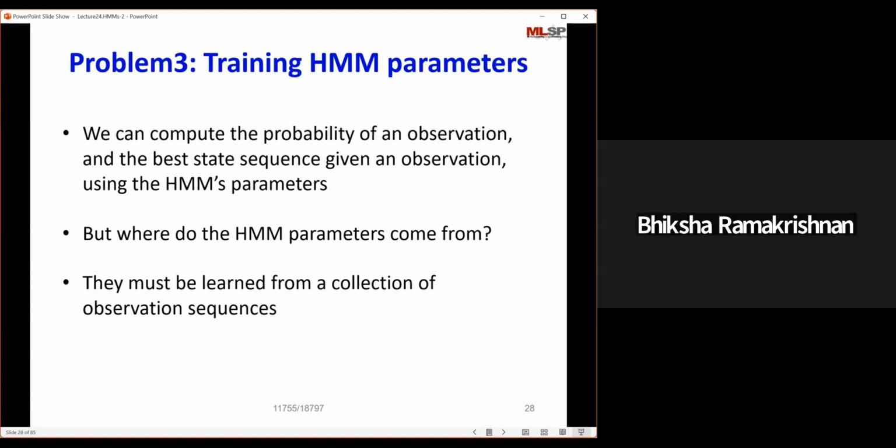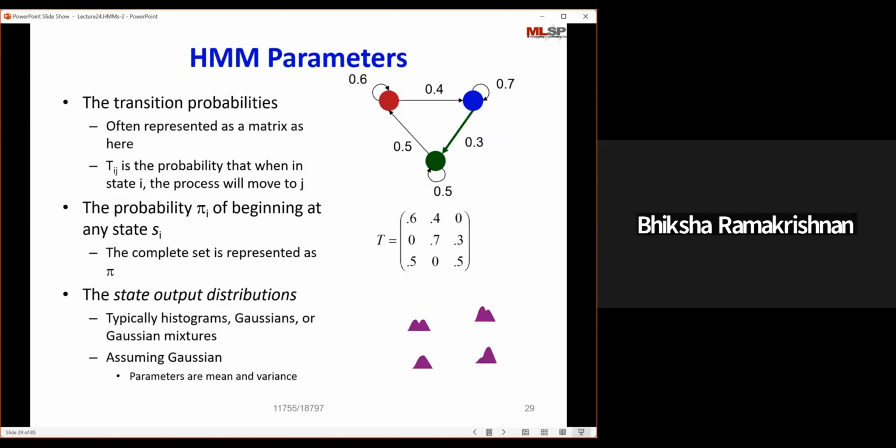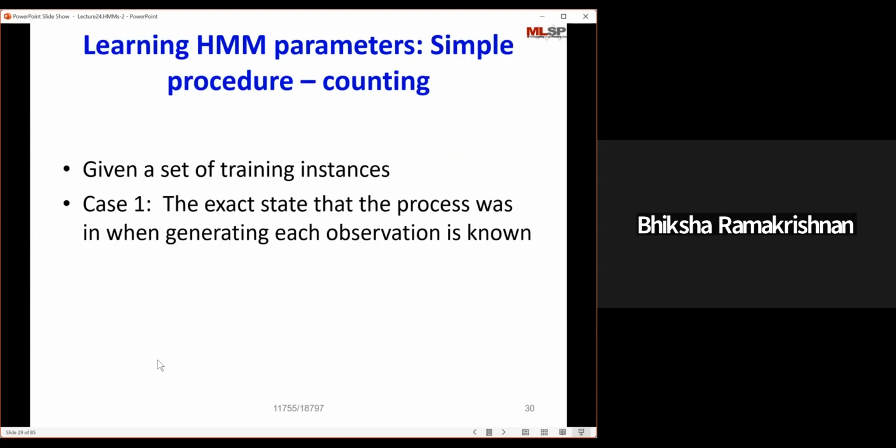Now, what are the HMM parameters again? Just to remind you, the HMM parameters are the matrix of transition probabilities, the initial state probability of beginning at any state Si, and the parameters of the state output distributions, which could be histograms, Gaussians, Gaussian mixtures, what have you. If you assume that they're Gaussian, then the parameters are the mean and the variance of the Gaussians associated with each state.